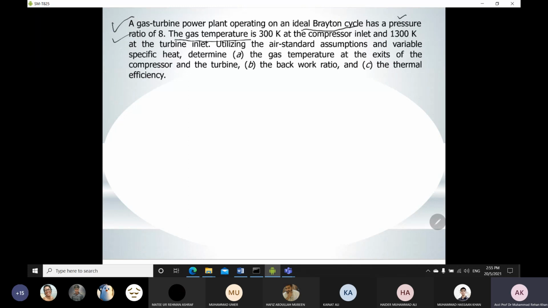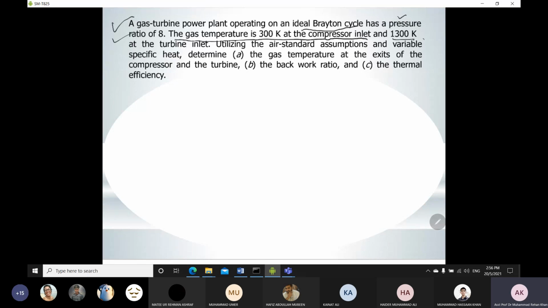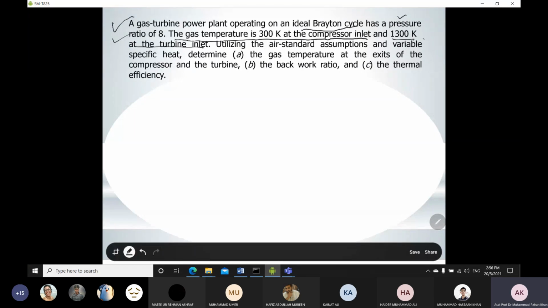The gas temperature is 300 Kelvin at the compressor inlet. Okay, so compressor inlet is at point number 1, if you correlate to the TS diagram. Okay, and then 1300 Kelvin at the turbine inlet. So turbine inlet is at point number 3, and it is also the maximum temperature point.